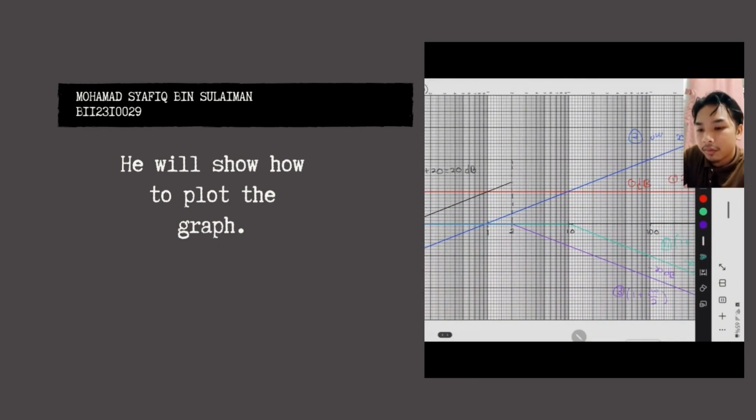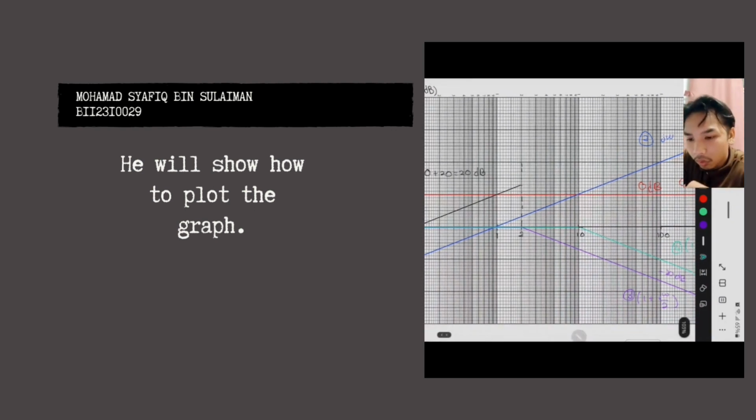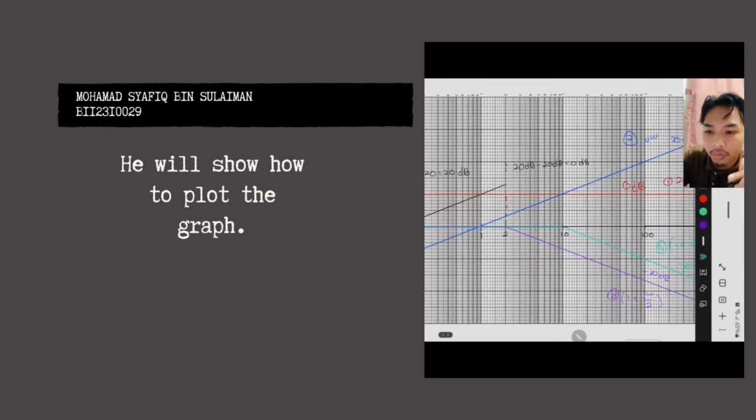Alright, so right now the change starts at 2. So 2 is negative 20 dB. So before that we must calculate 20 dB minus 20 dB equal to 0. So our graph will be horizontal.